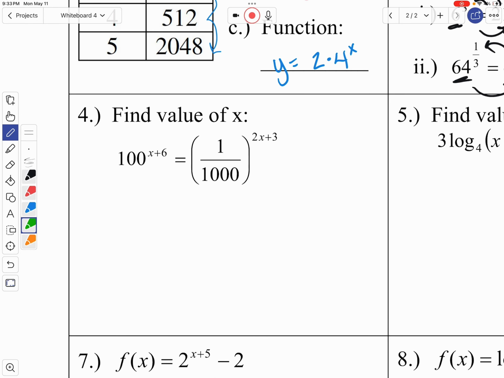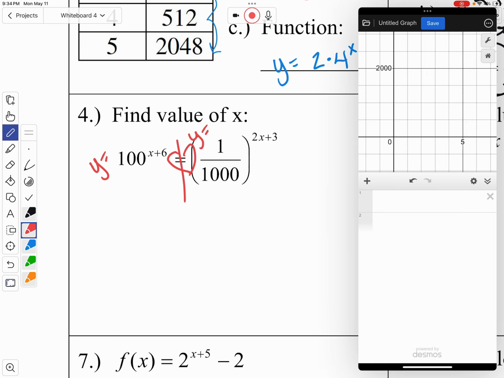Yesterday we talked about this one. This one's a little strange. It is a find the value of x, and it has an equal sign, and we love equal signs because that lets us split it into two equations. And we can graph to solve.